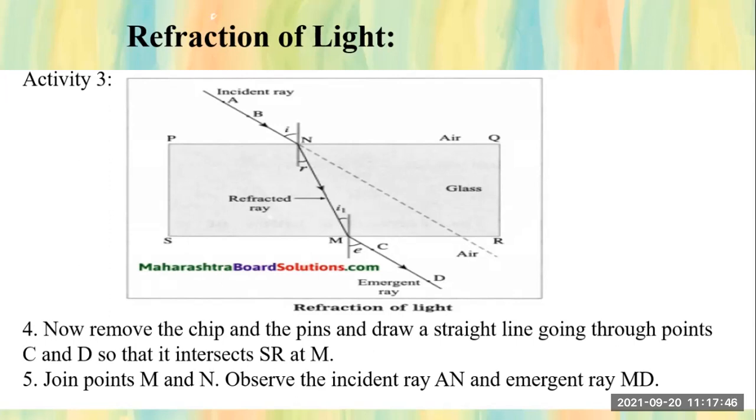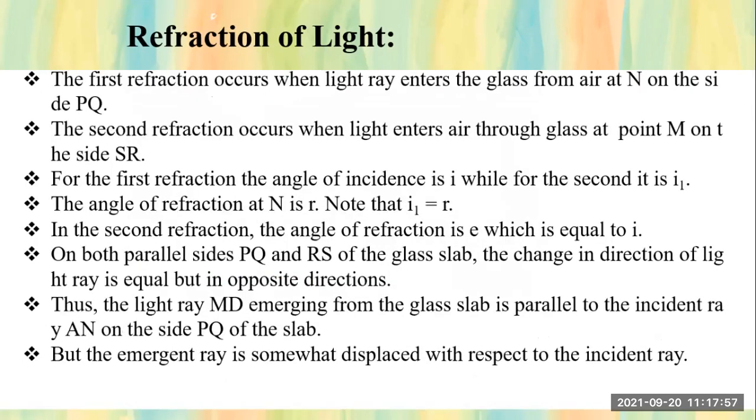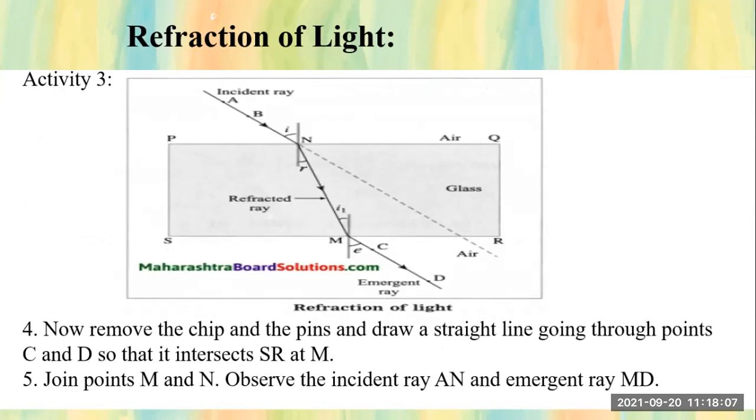I hope you have understood nicely how 2 times refraction is taking place here. Now third point. Now see, for the first refraction, the angle of incidence is I, while for the second it is I1. Now see in the figure, we have seen the angle of incidence for the first refraction is I, and for the second refraction we have taken it as I1.